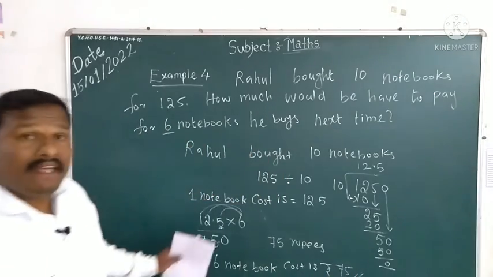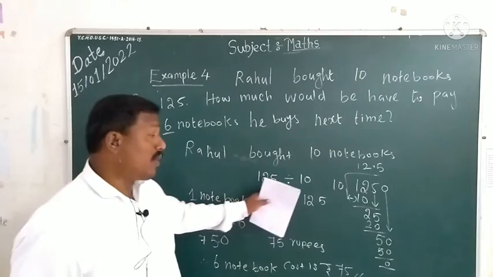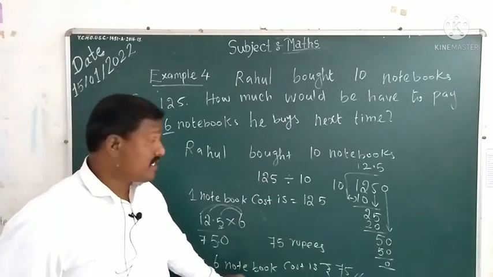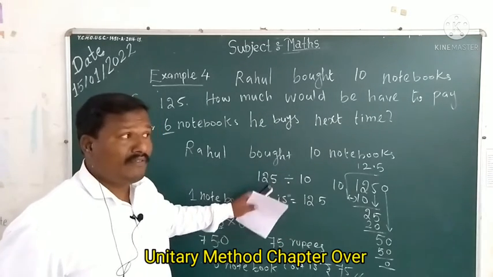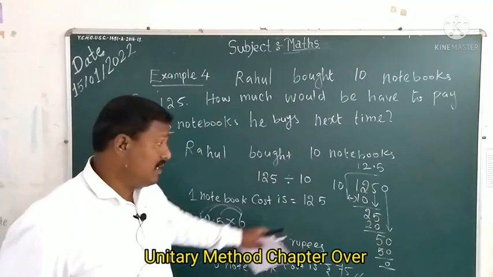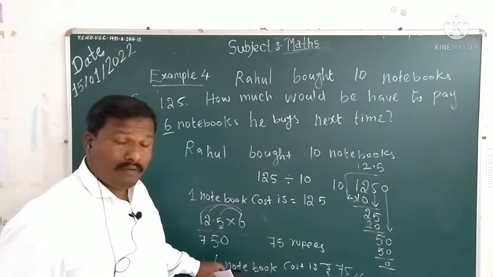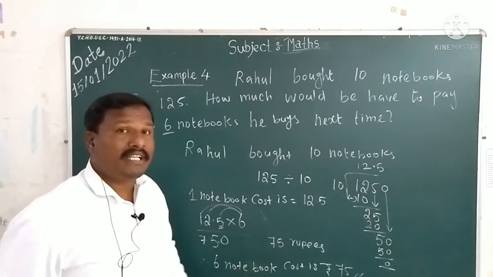Okay. So this is the way we have to calculate: by one notebook cost, then 6 notebooks cost. If you want to find out the value of 1, you have to do division. If you want to find out the value of more than 1, you have to do multiplication. Okay.